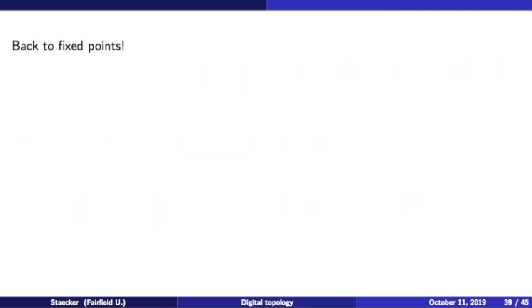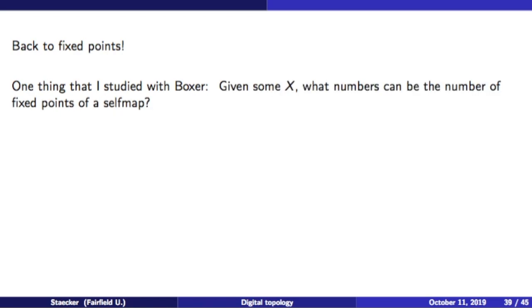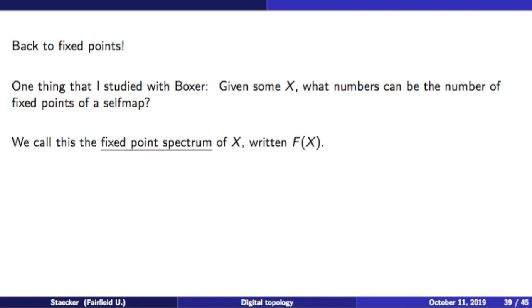All right, let's talk some more about fixed points, and then we're almost done here. One thing that I studied with Boxer, in a paper called something like Fixed Points in Digital Topology, which was just accepted 2 days ago. Siraj just mentioned some things about this paper. So given some X, what numbers can be the number of fixed points of a self-map? This set is called the fixed point spectrum.